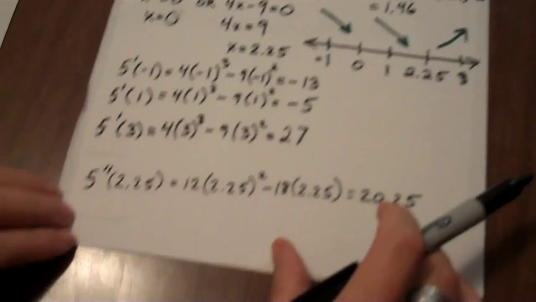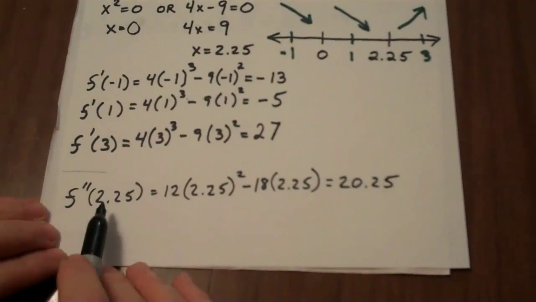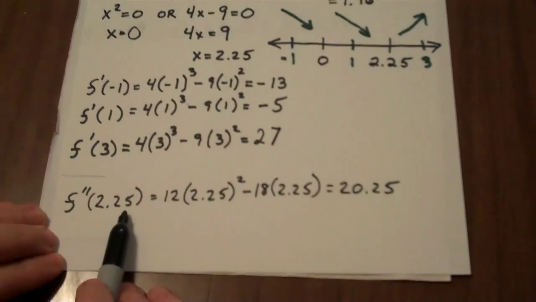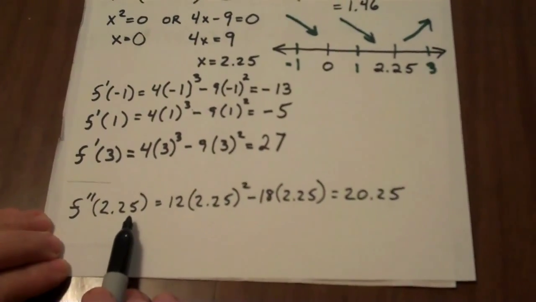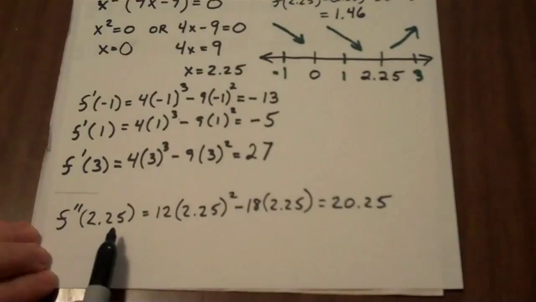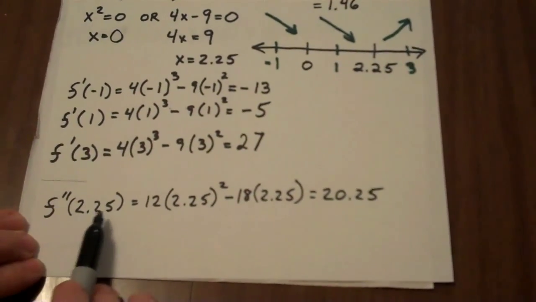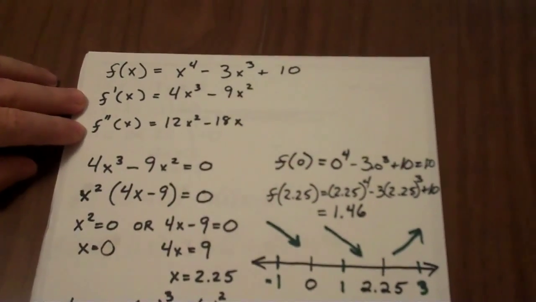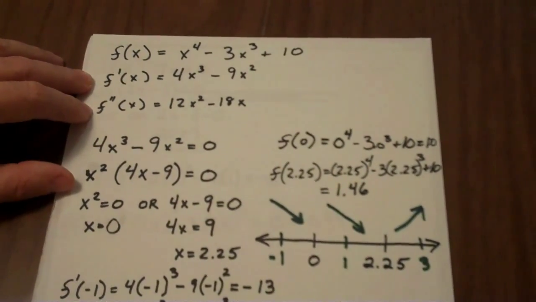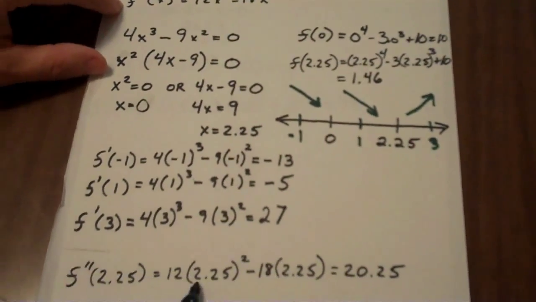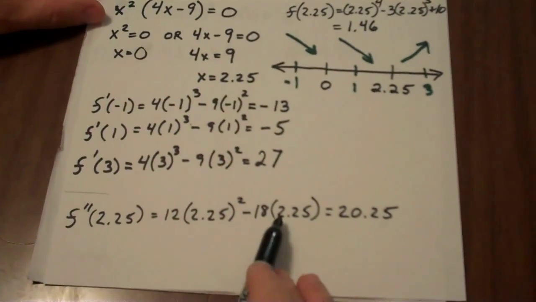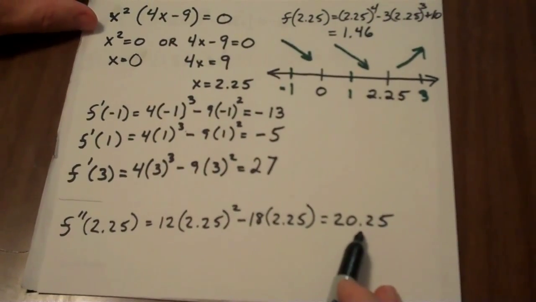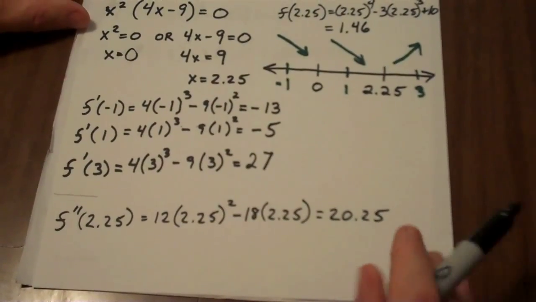First of all, let's confirm that it was indeed a minimum point when x was 2.25. I will plug that into my second derivative, and if it is indeed a minimum, that means the curve is concave up, so the second derivative at that point should give me a positive value. When I plug 2.25 into the second derivative, and recall what our second derivative was again, I get 12 times the quantity 2.25 squared minus 18 times 2.25, which does indeed give me a positive value of 20.25.